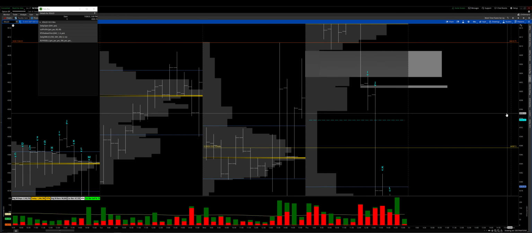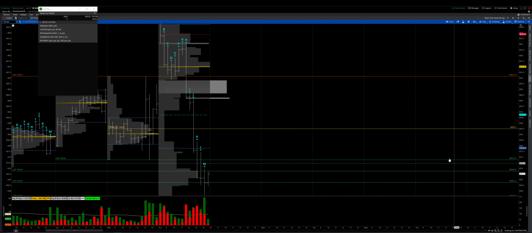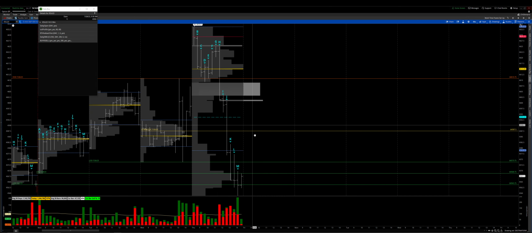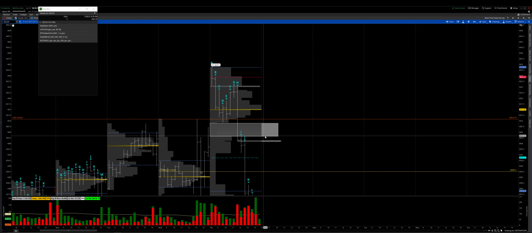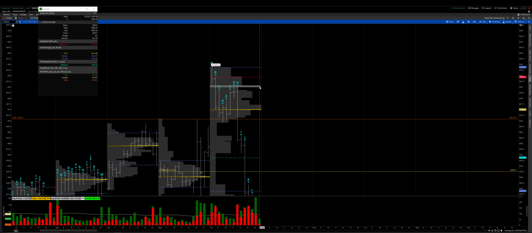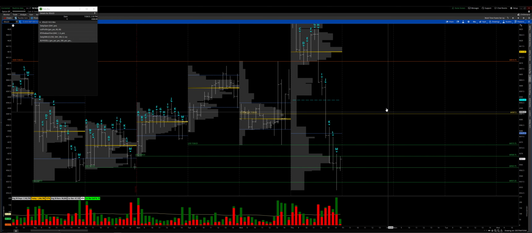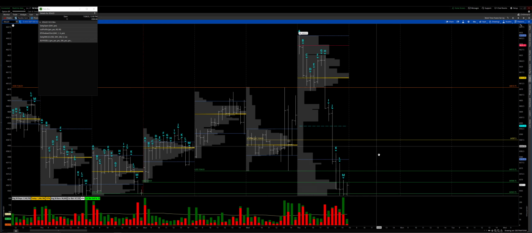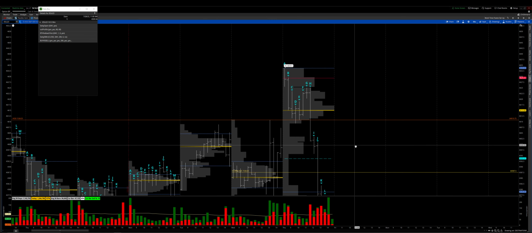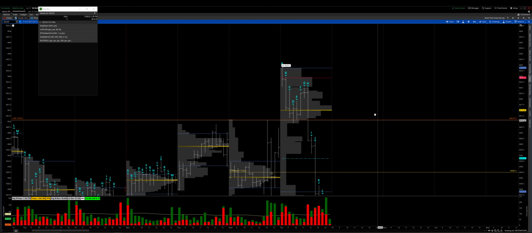So very interesting day. We go out with multiple sets of single prints, and I just identified a few of them, J being the fourth set, and then after that, nothing else. But we go out with an outside day down. So after gapping higher, which is rare, you don't see that too often. So I don't know whether to call the daily balance still or call the daily up. I'm not too sure how to call this one.